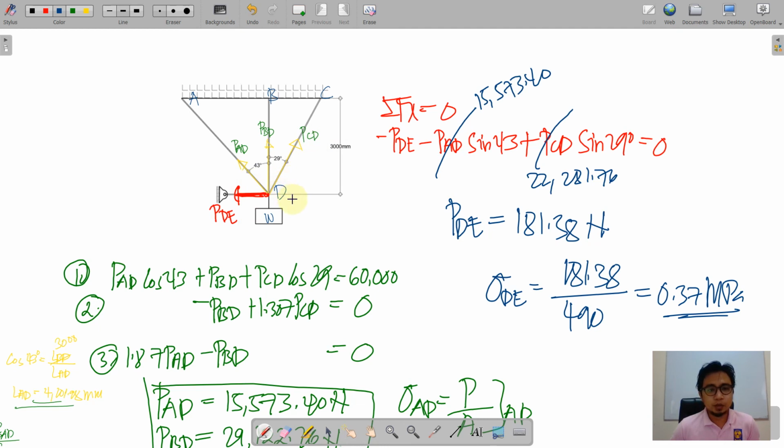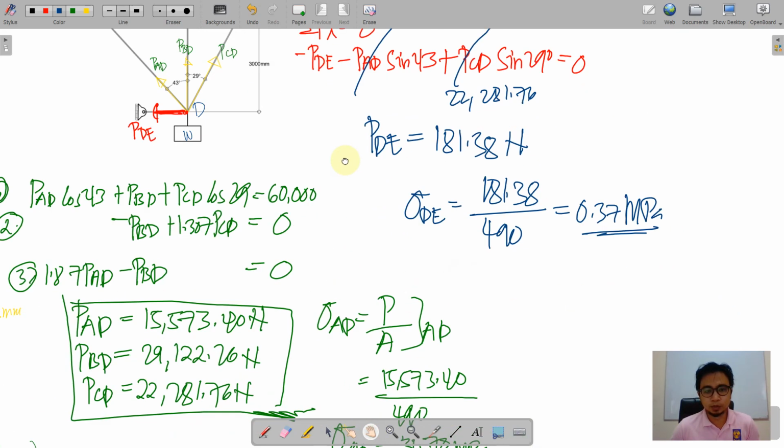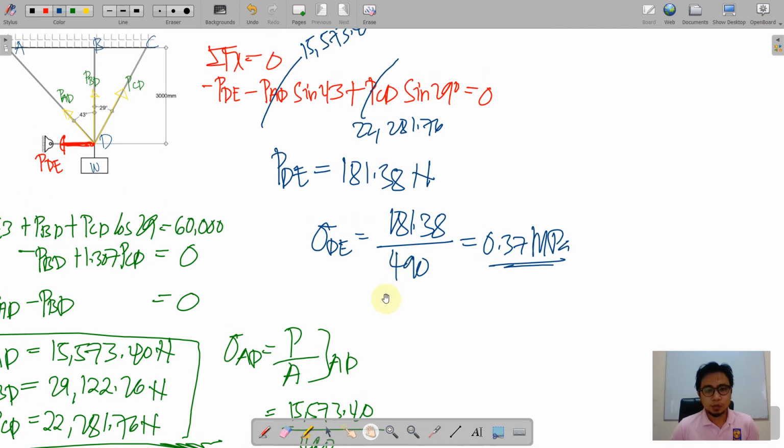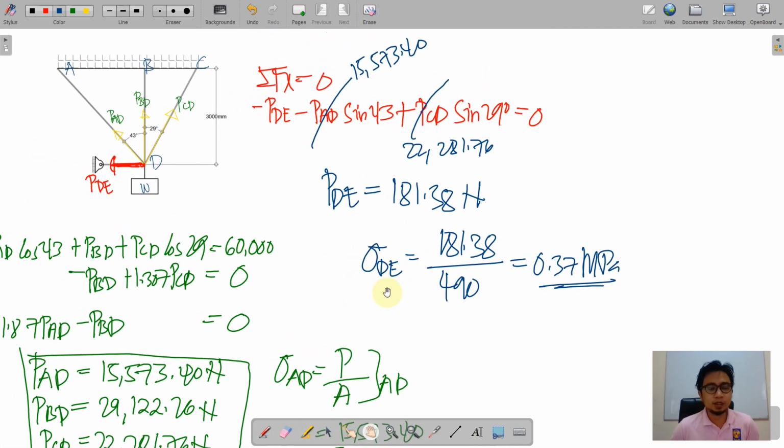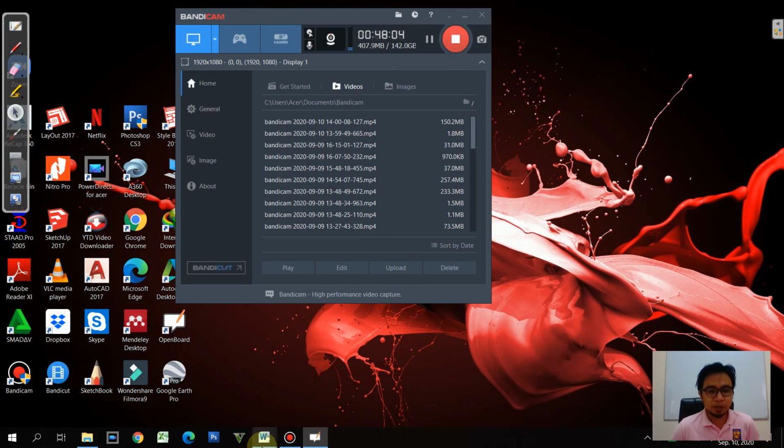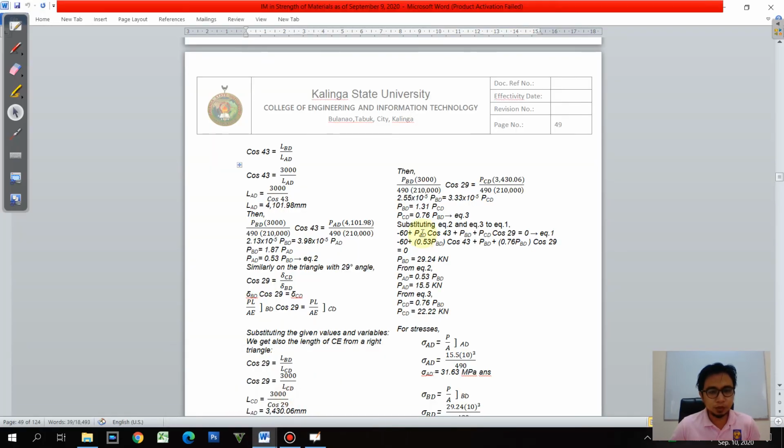Again, we would like to reiterate that the three equilibrium equations will now be supplemented by the elastic deformation, and then from that you just get some equations and work with those equations to solve for the unknowns. Okay, our next topic would be thermal stress.